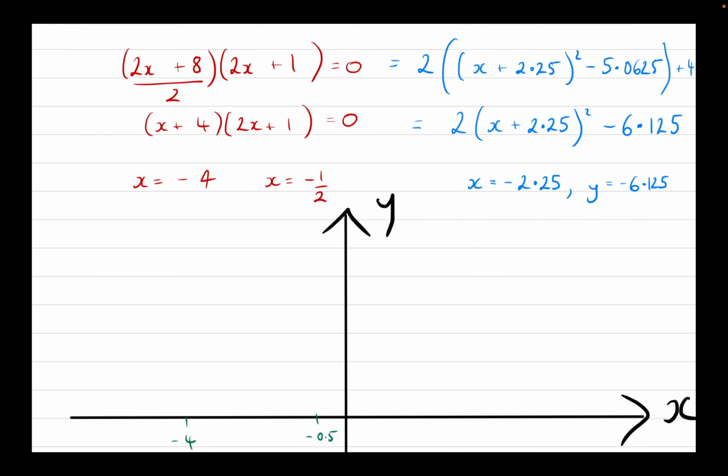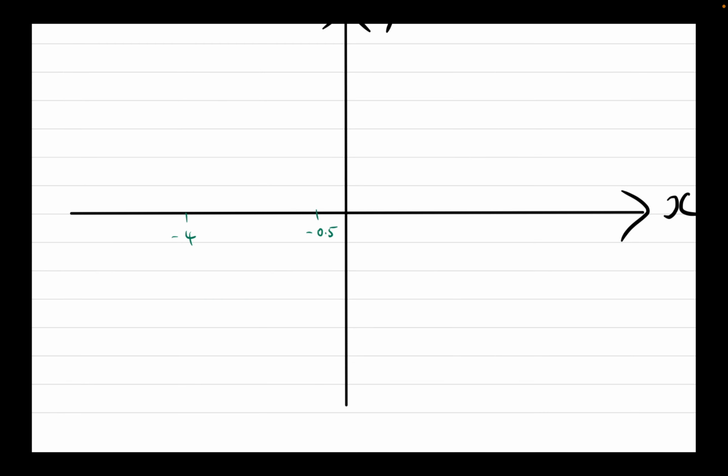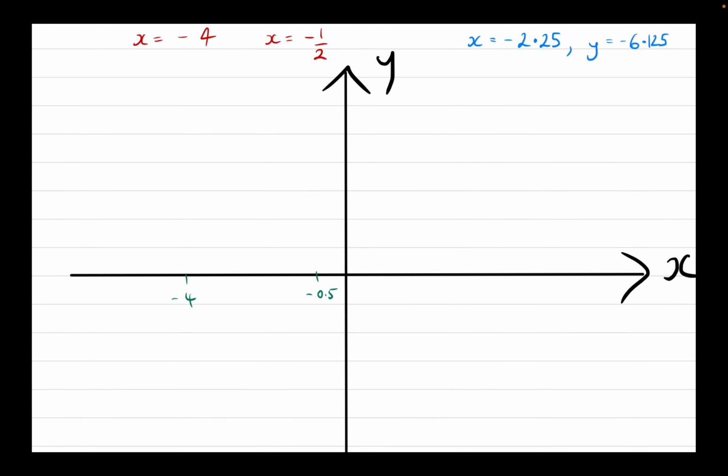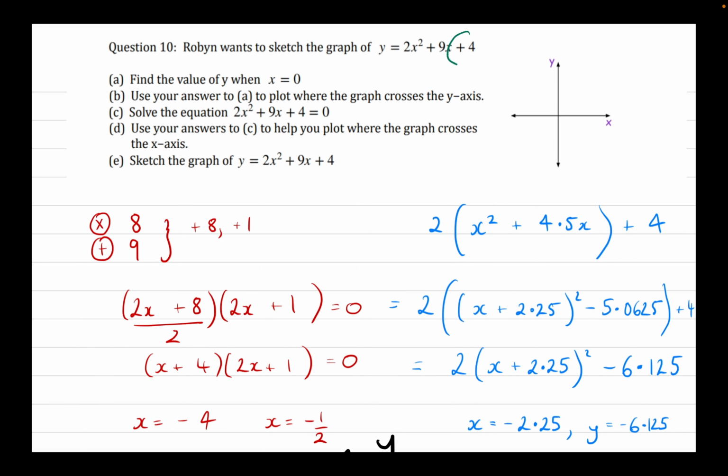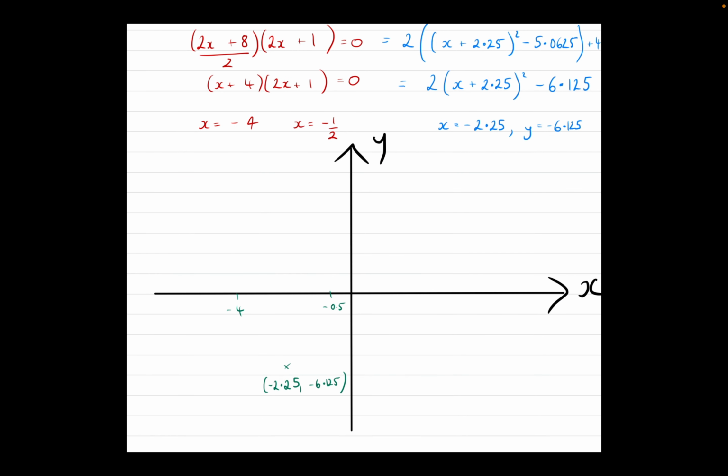So I've got minus 2.25 and minus 6.125 as my minimum point. So somewhere in between those. In fact, it'll be exactly in the middle of those. It is symmetrical. So that's going to be minus 2. Let me put the point in a better place. Minus 2.25, comma, minus 6.125, and I know it must cross the y-axis at plus 4. So drawing my quadratic, it will look something like this.